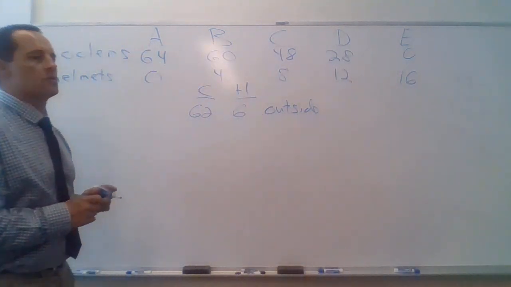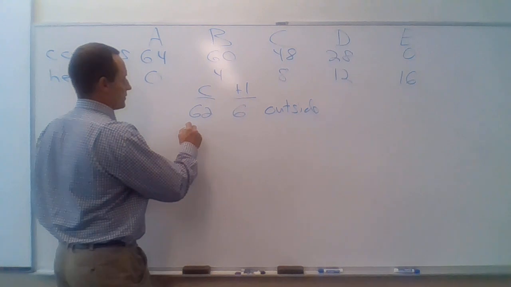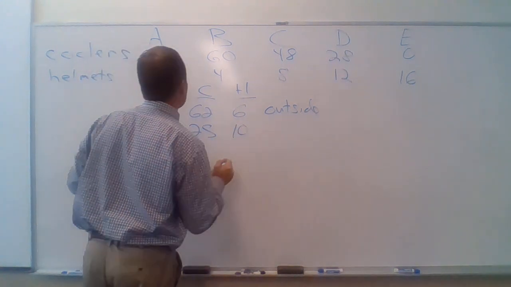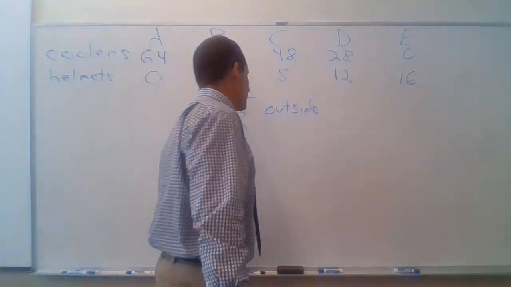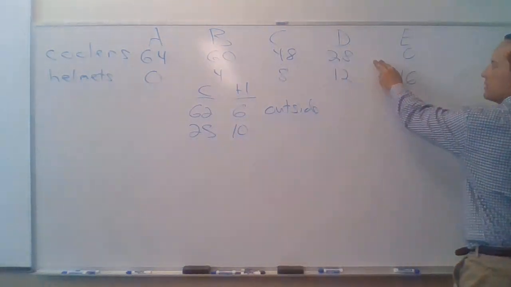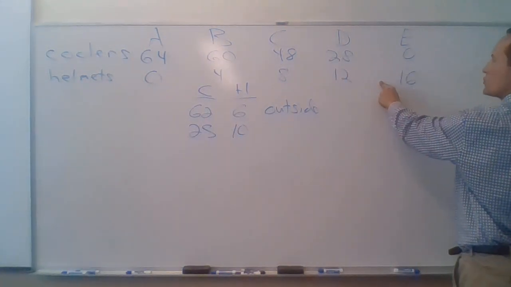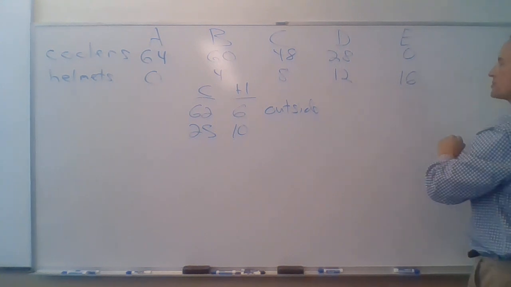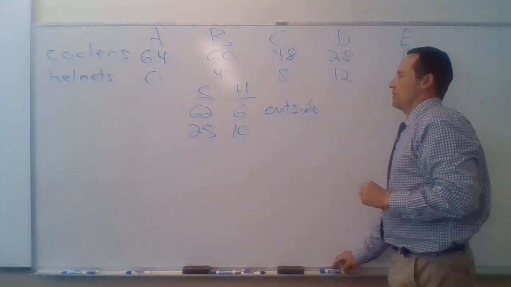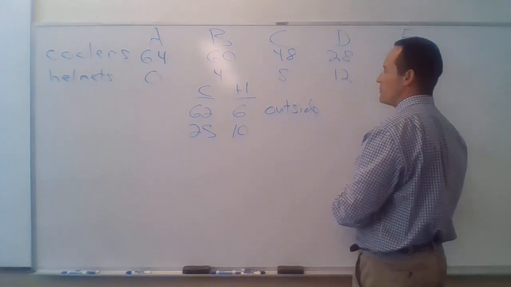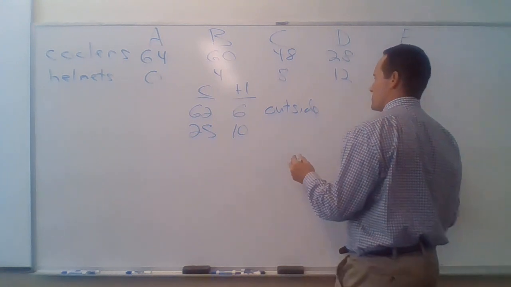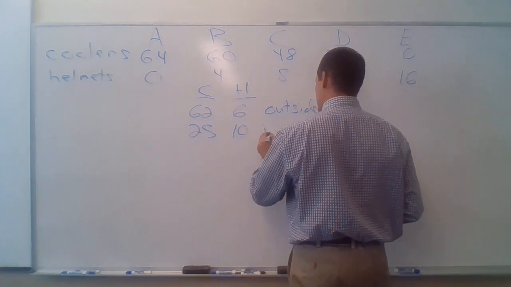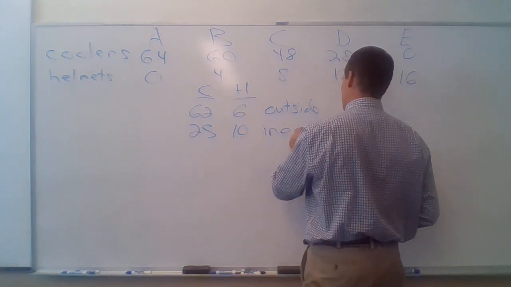What else do we consider next? How about 25 and 10? 25 coolers. Well, 25 coolers is DE. Does 10 fit in between 12 and 16 helmets? No, it does not. So this one, to become efficient, would need units added to it. So right now it is insufficient or inefficient.